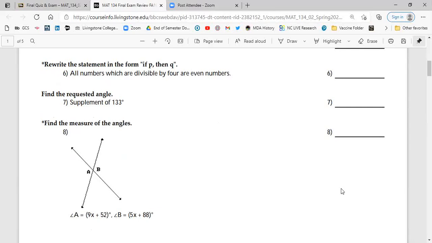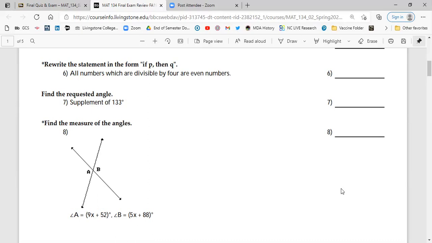Can you do question 6? Okay, sure. Rewrite it in the if-then form. Okay, so let me just rewrite the question here.